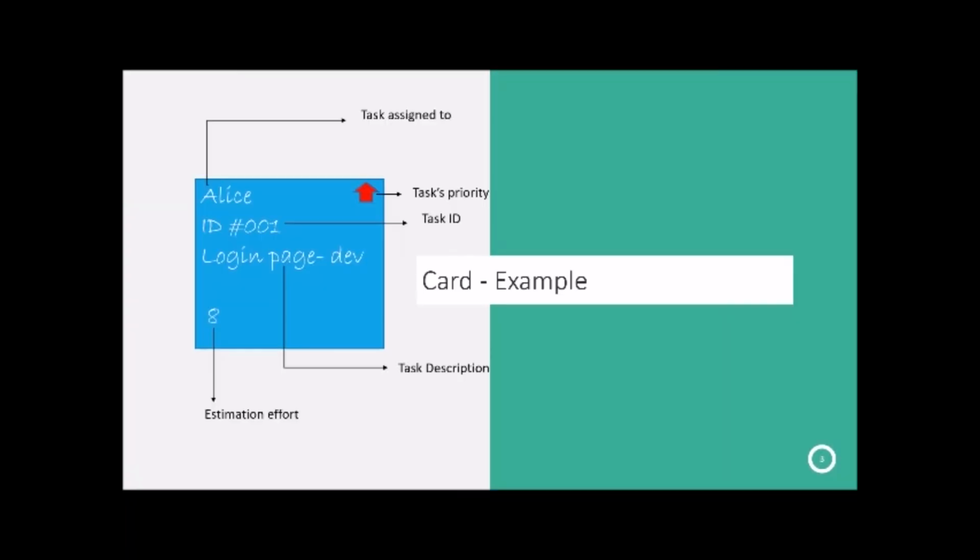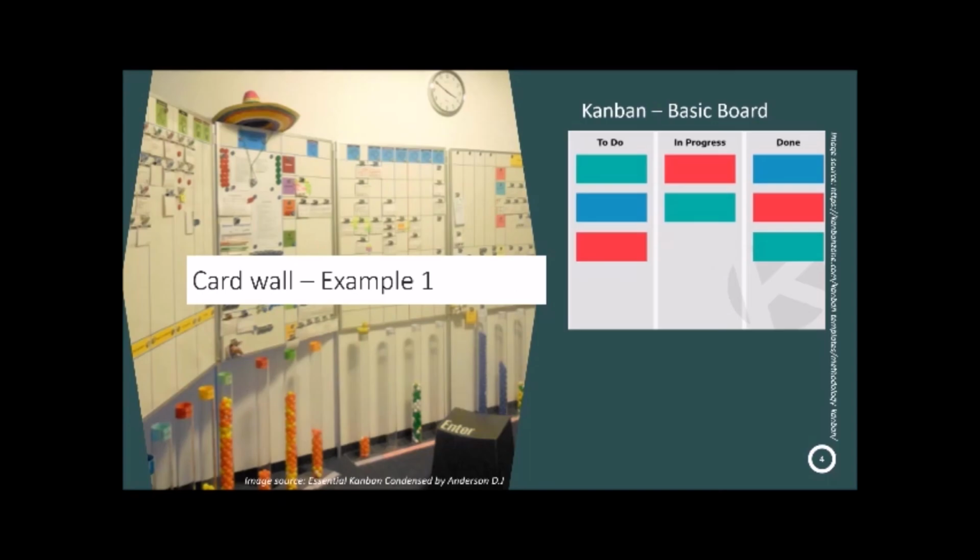This is one card example used in the Kanban board. A card normally contains information such as the name of the task, who it is assigned to, task ID, task description, estimated effort, and the task priority.